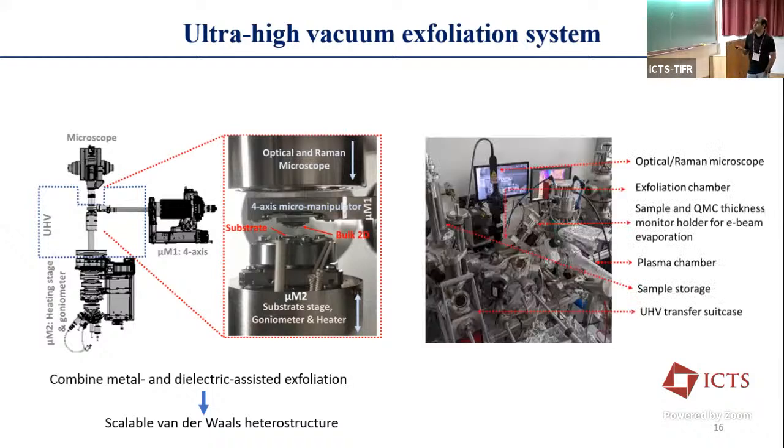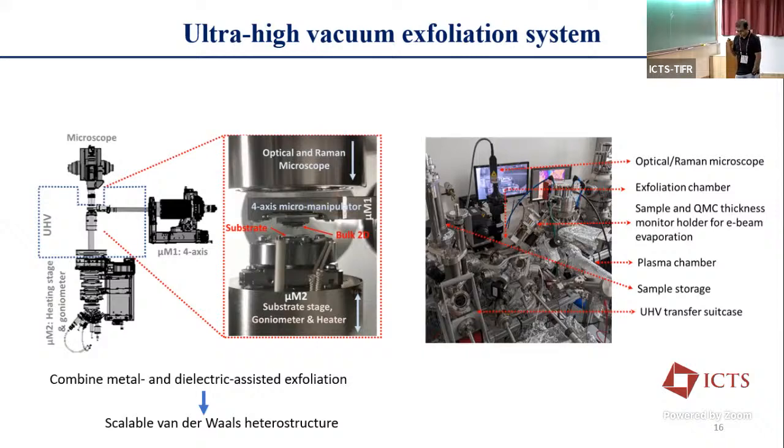The real system looks like this. Basically, the idea is we completely mimic the movement of our hand in ultra-high vacuum. We have different manipulators that exfoliate the 2D layer and stack one after the other. This is the ultra-high vacuum system where we can observe the manipulation by an optical microscope, and together with it we also have a Raman microscope so that we can also see the layer under ultra-high vacuum. Here is a load lock, and there is also a sample storage so that we can manipulate many different samples together.